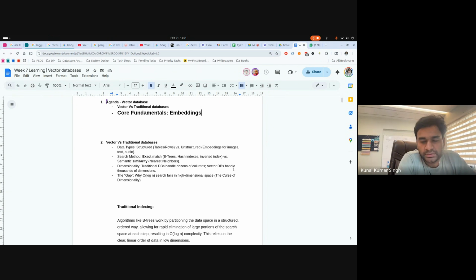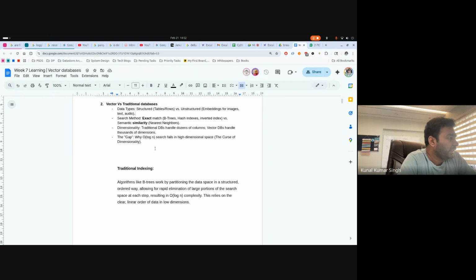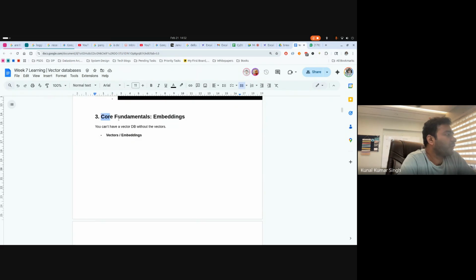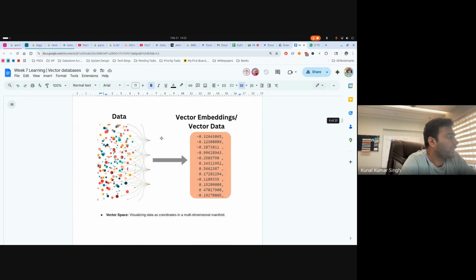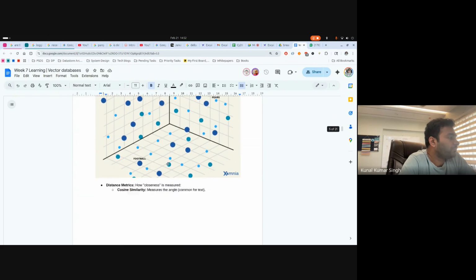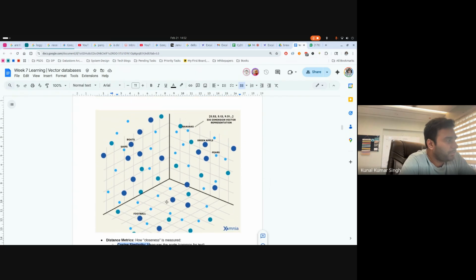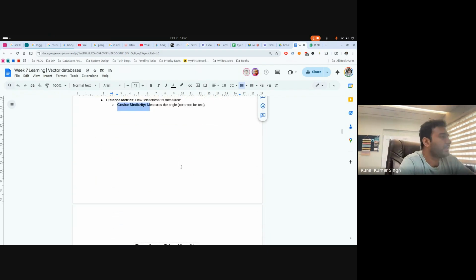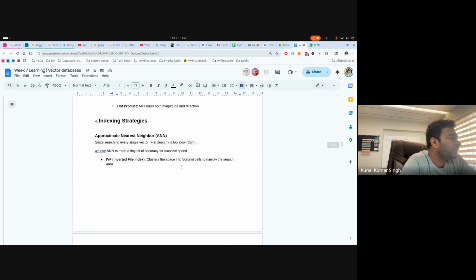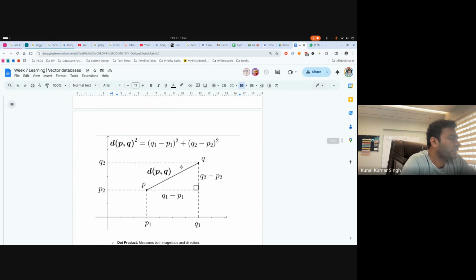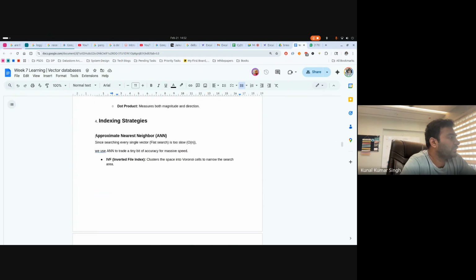NoSQL, SQL databases, and how vector databases are different. Then we will quickly go through embeddings, just touch upon them because we have already covered vectors and embeddings earlier. Then we'll go through distance metrics, meaning how do you calculate, how do you basically search? What is your criteria to search inside a vector database? Then we will look at different ways, cosine similarity or equality and distance, all these things.